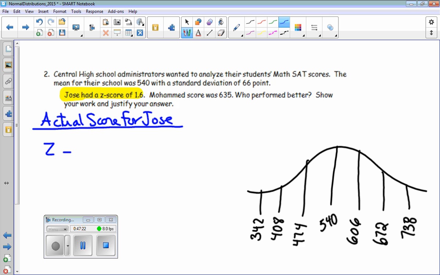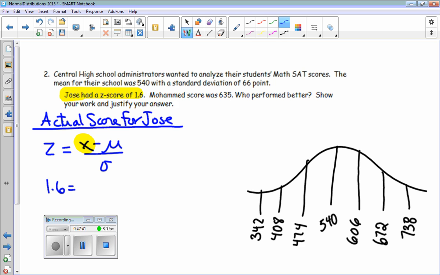So if we know the z-score formula, it looks like this, right? We don't know what his actual score is. That's this number here in the formula. I don't know what that is. We're trying to find it. But I know his z-score is 1.6.